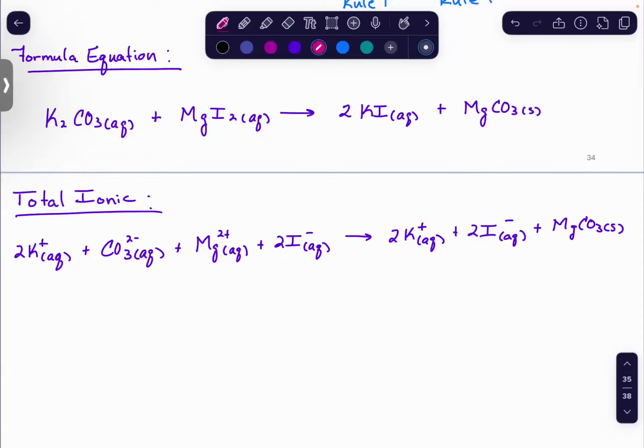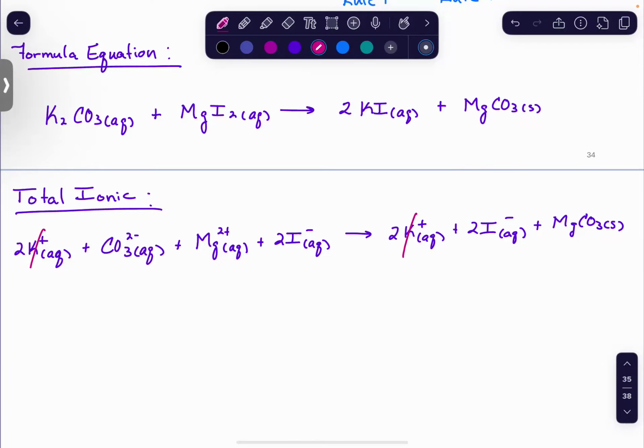Now, for my net ionic equation, I need to get rid of spectator ions, which you'll notice is potassium. And the two iodides go.